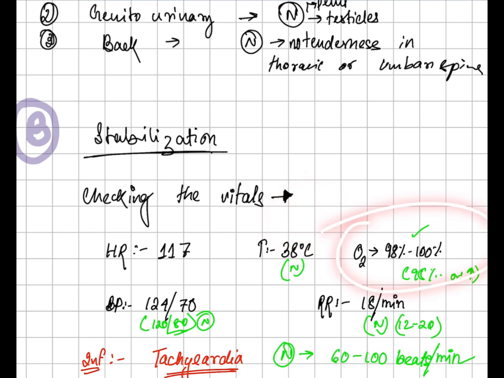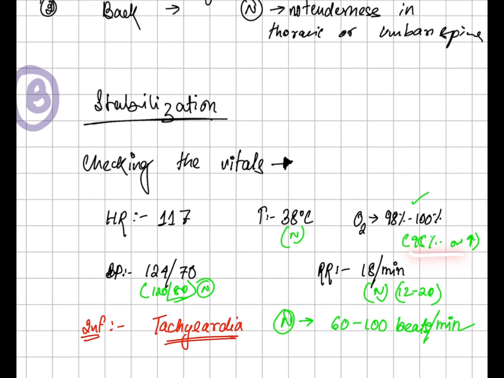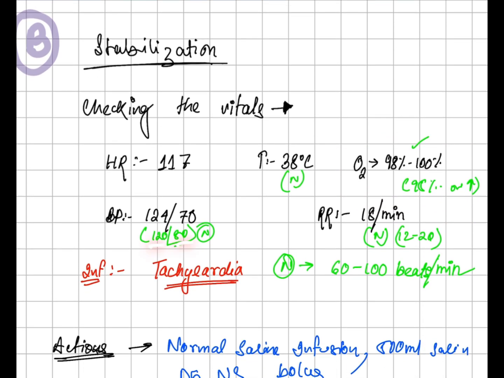Oxygen concentration is 98 to 100% and normal is 95 or above. Blood pressure is 120 over 80, which is normal. Respiratory rate is 18 per minute and the normal is 12 to 20 per minute. Everything is normal. Just look at the heart rate.